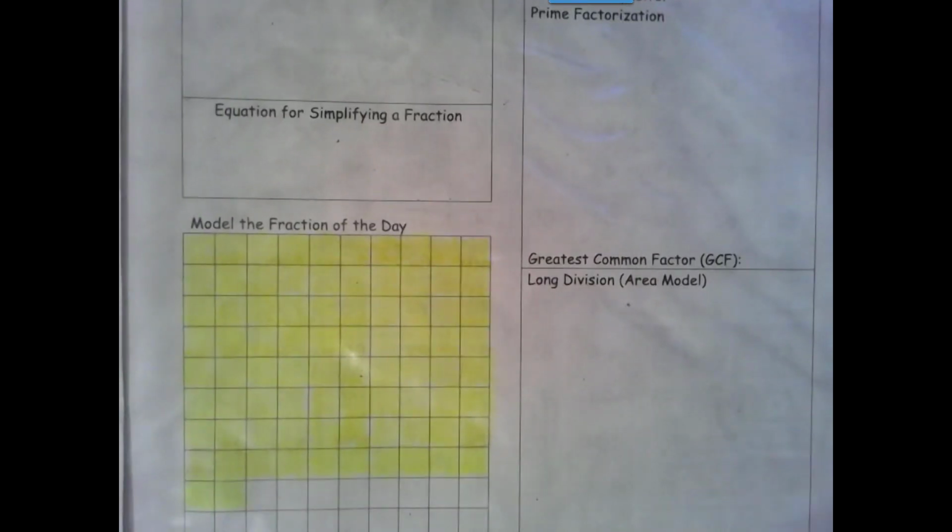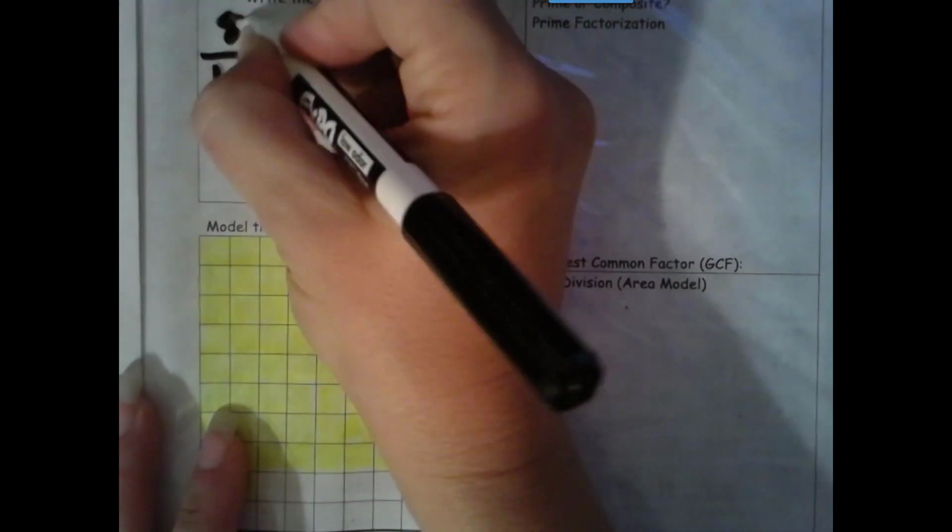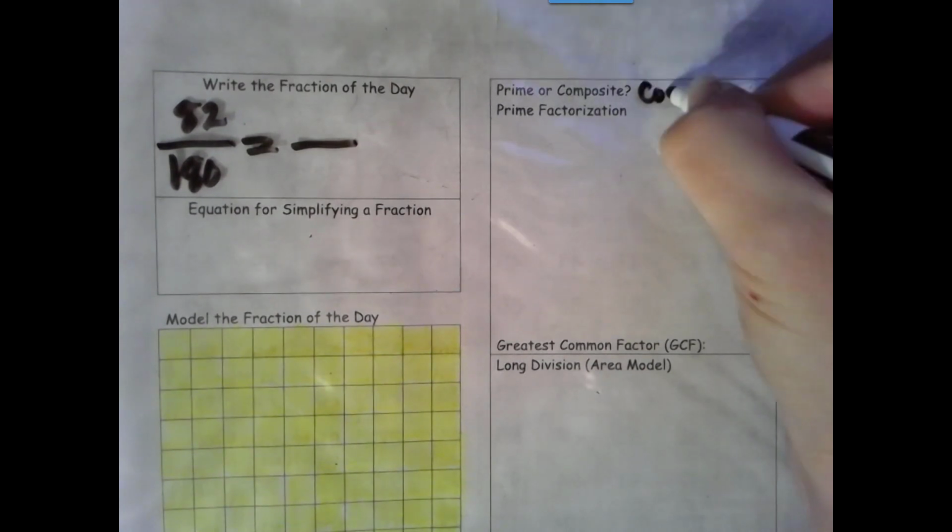All right, so let's get down our beginning fraction. We have a total of 180 school days, and we are on day 82. Okay, first we have to think, is our numerator prime or composite? Well, it is even, and the only even number that's prime is the number 2, because 2 is then a factor, so we already have more than 2 factors: 1, 2, and itself. So that makes it composite.